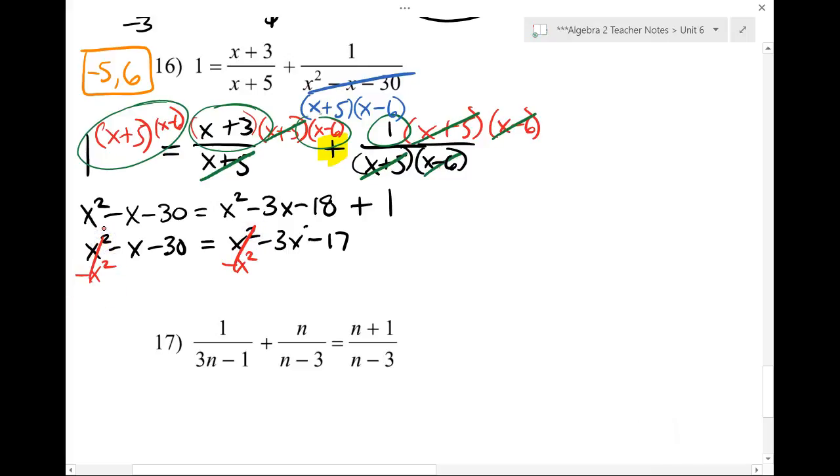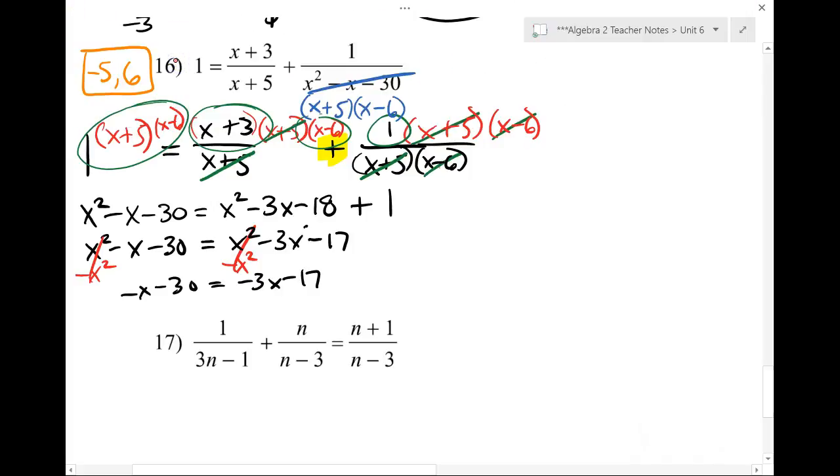So if that's the case, then I have to approach this a little differently. Because if I did have x squared, I'd move everything to the left and I would factor it out, and then I'd find my solutions. But here, they both cancel out. So now let's isolate x on the left and then bring all the other numbers to the right. Let's rewrite this so you guys can see it. So now I have negative x minus 30 equals negative 3x minus 17.